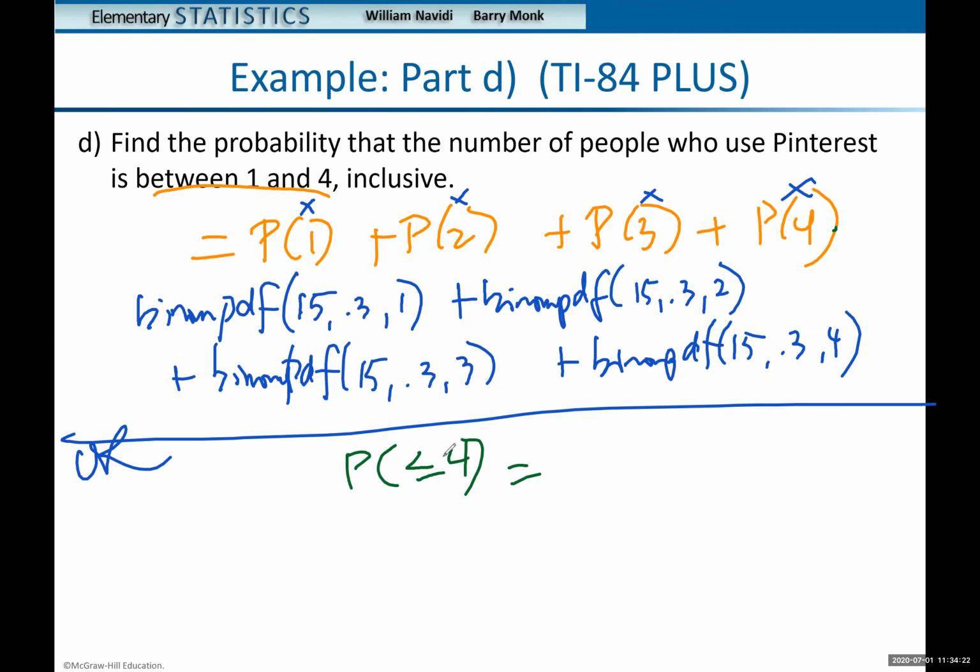What do you mean by less than or equal to 4? It's the same, but it includes 0. So 0, 1, 2, 3, 4.